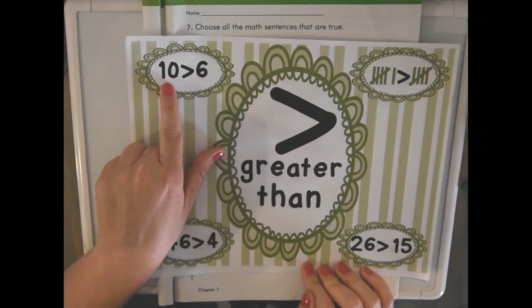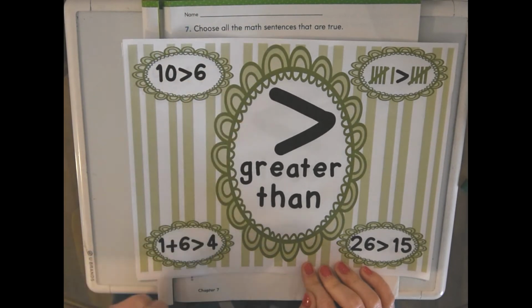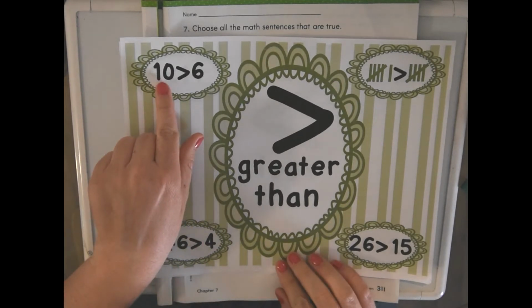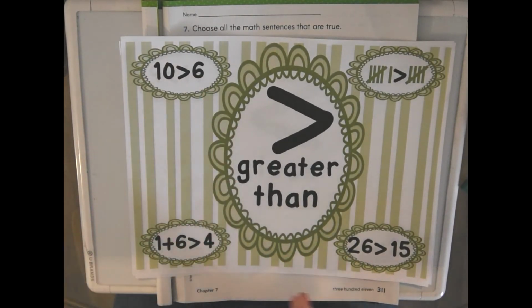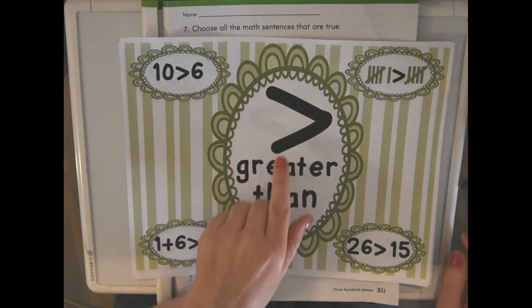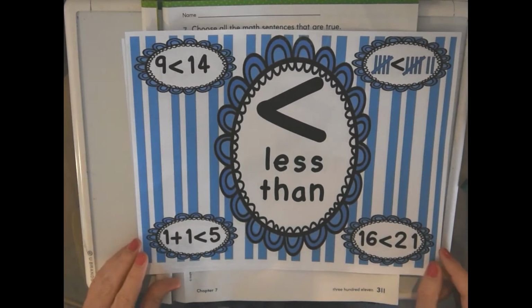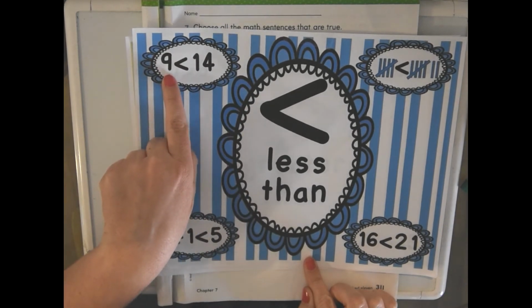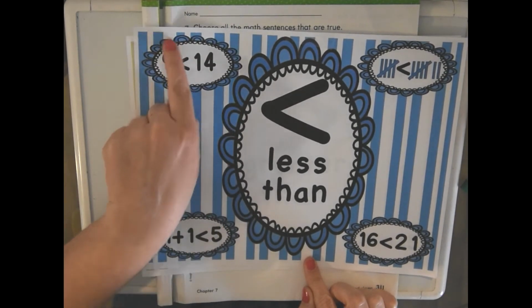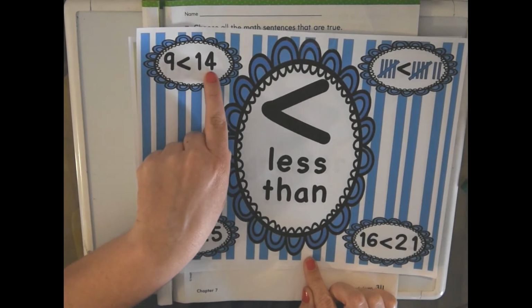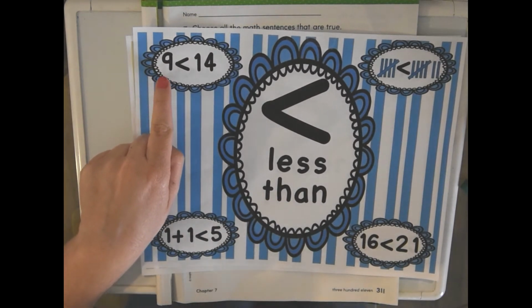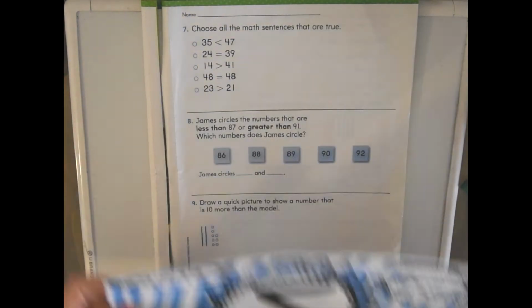See this example? 10 is greater than 6. Remember when we're reading our math statements, you read it from left to right, just like you would read in a book. So this symbol is greater than. Then this one is less than. It shows the closed side towards the left number. For this example, we would say 9 is less than 14, because it has the closed side towards that first number that you would read first.